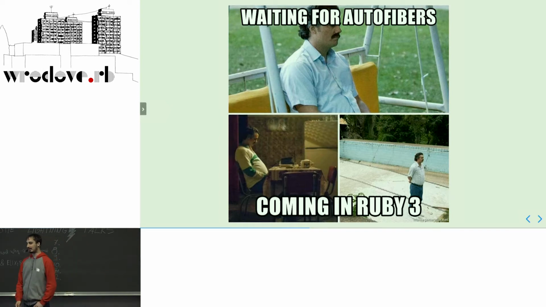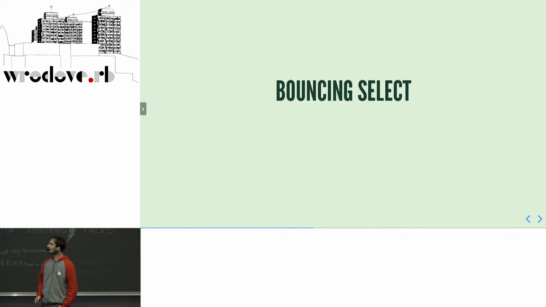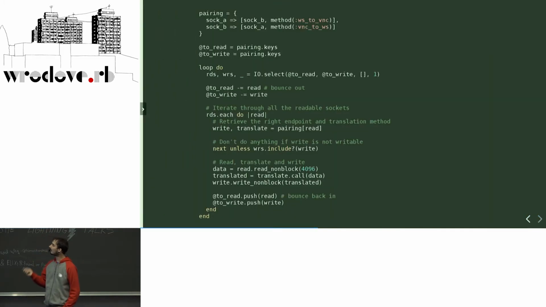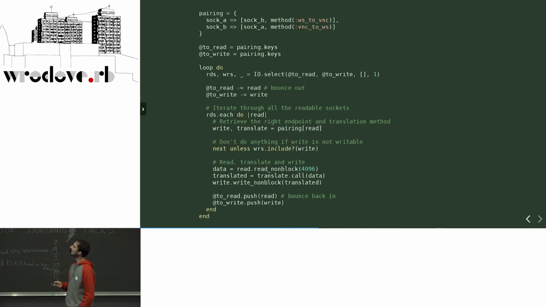So the idea I came up with is called bouncing select. The main concept is to make those arrays storing the sockets dynamic. So here is the code a little on steroids, and I marked all the lines I added to those dynamic arrays, and after an I/O select, basically I'm removing the ready sockets from the original arrays, and if a transmission happened, we bounce them back.